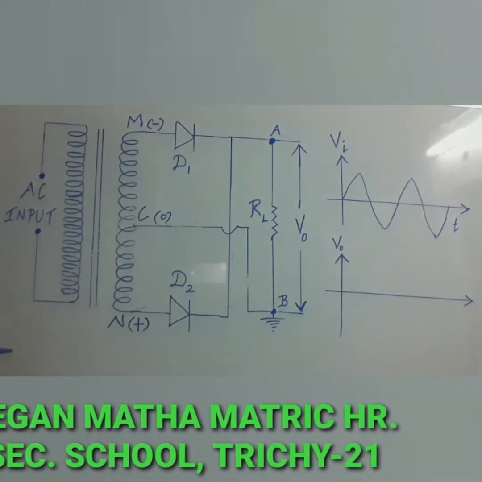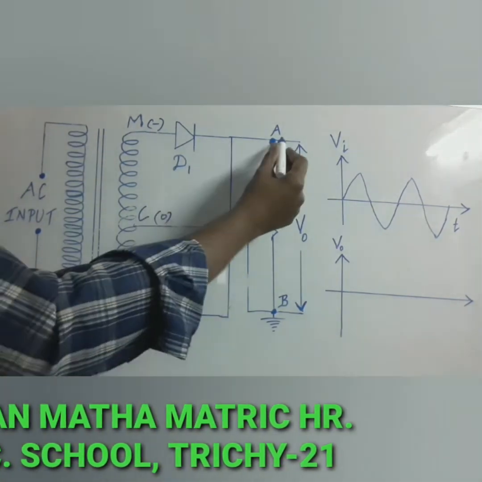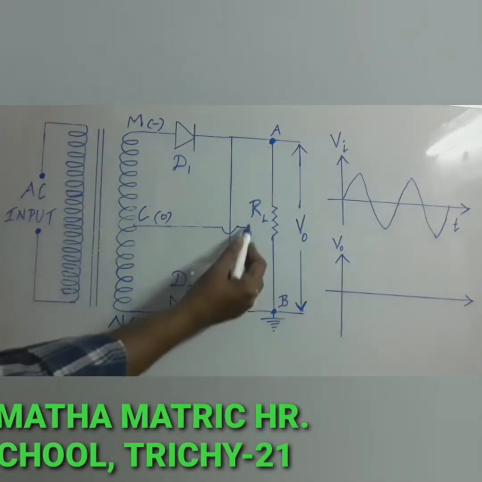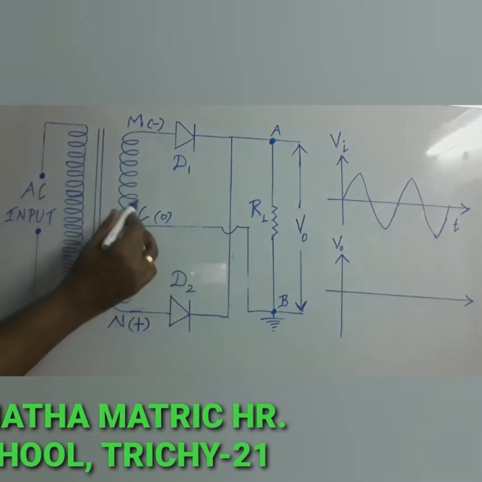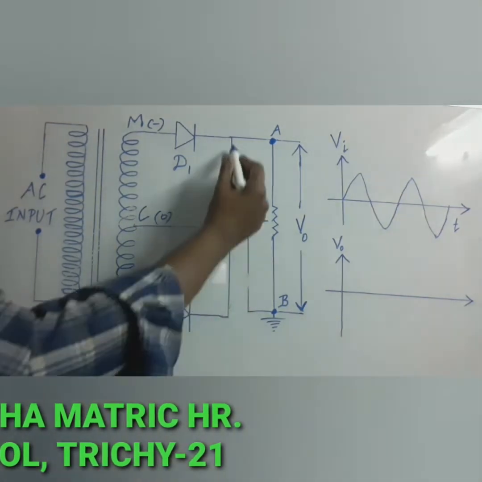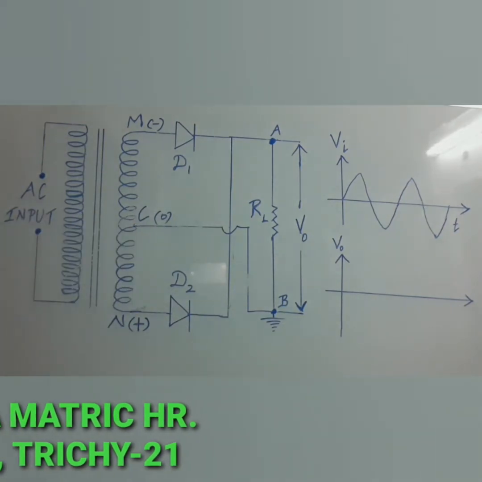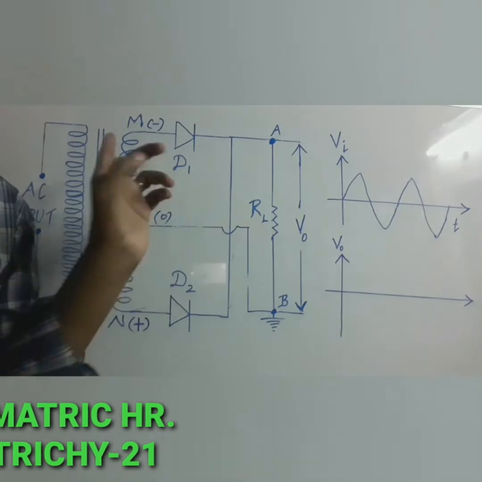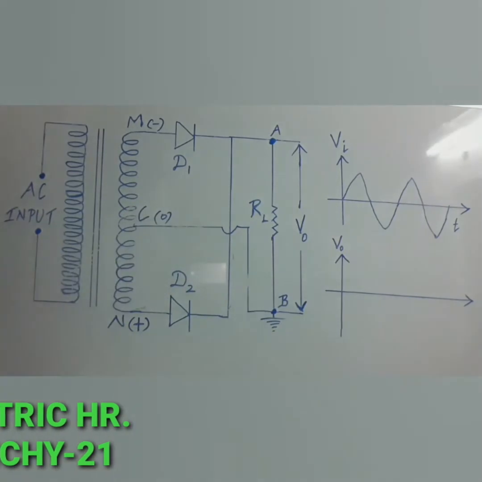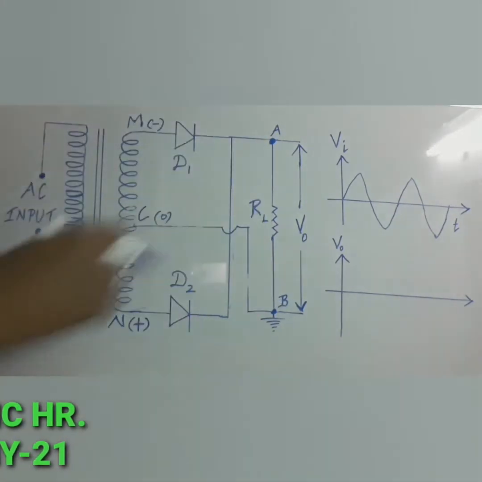This time current flows along the path N, D2, A, passes through the load resistance, B, and finally comes to zero potential. So what is the path? N, D2, A, B, C. So current passes through the load resistance during both positive and negative half cycles of the input signal, and it flows through the load in the same direction.